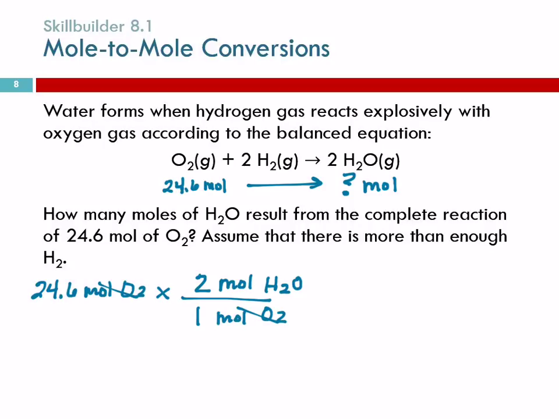So now we just do the math. 24.6 times 2 divided by 1. And my calculator is telling me 49.2. My initial number had 3 significant figures. This one has 3, and so we don't need to round or do anything else. I can make 49.2 moles of water. Any questions? Does that make sense? Good. Because this is the central part of stoichiometry. This is the middle part. And then we're just going to add on to the ends a little bit.